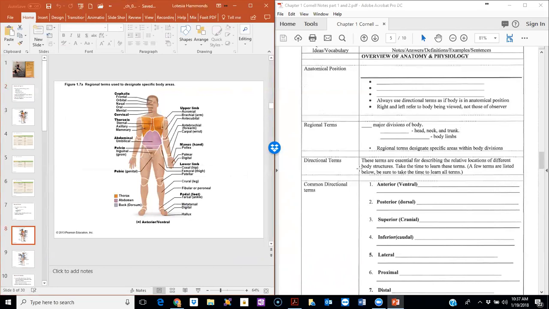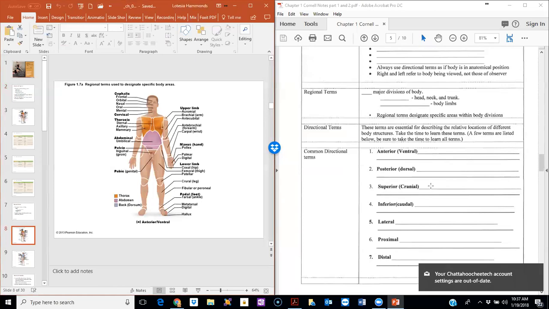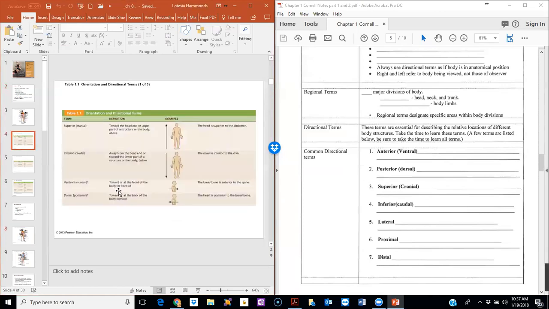All right, directional terms. We discussed more about these in lab, but the directional terms are those that are essential in describing the relative location of different body structures, like where is the nose in reference to the cheeks, and so on and so forth. Below are some common directional terms that I'm going to go through. And on the chart, you'll actually be able to go back through and get some reference to its locations.